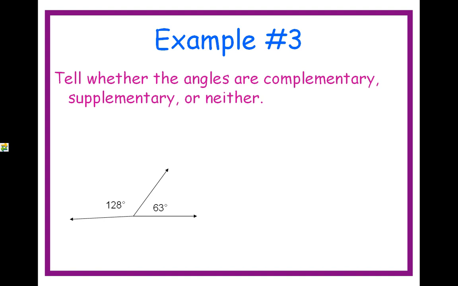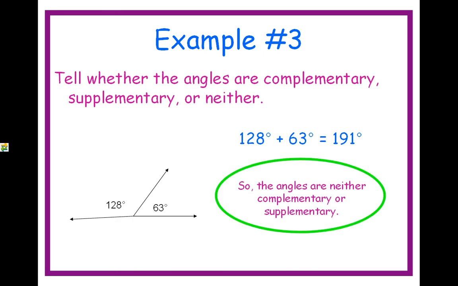Okay? Now let's add these together to find out whether they're complementary, supplementary, or neither. So 128 plus 63 is equal to 191, which is neither 90 nor 180. So the angles are neither complementary nor supplementary.